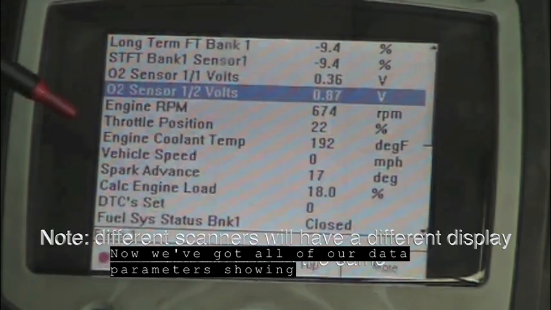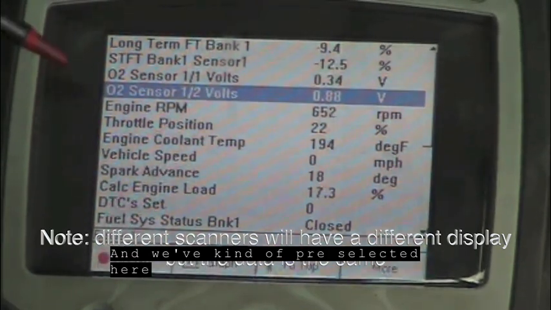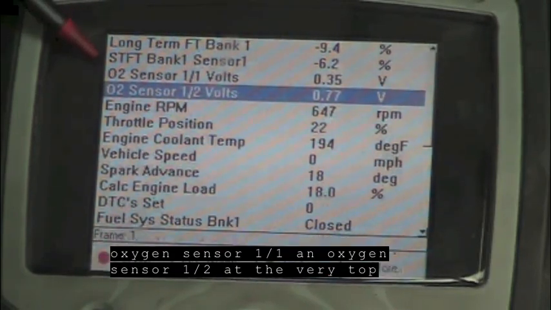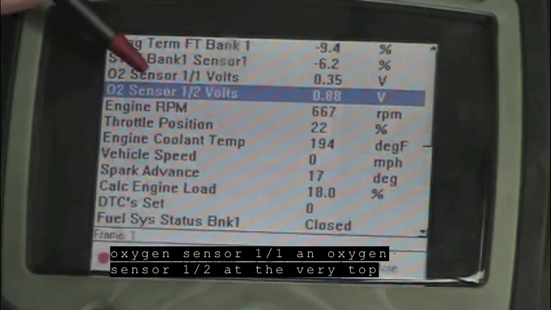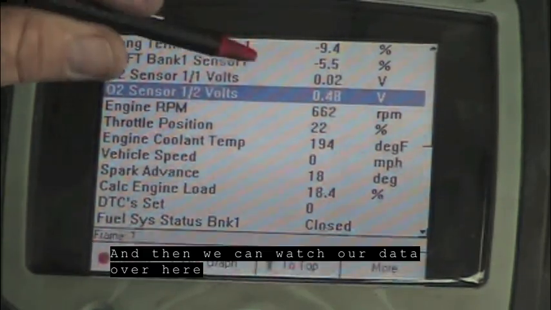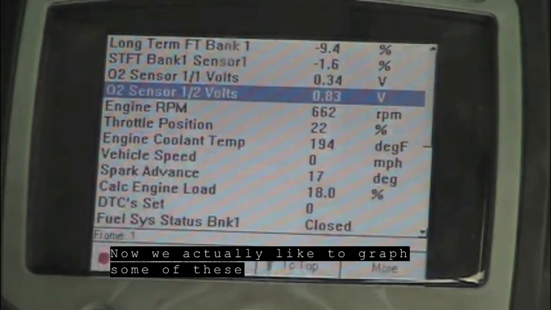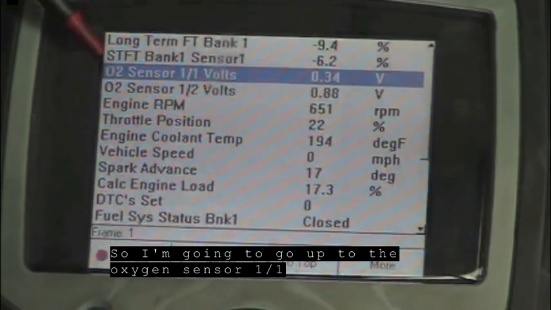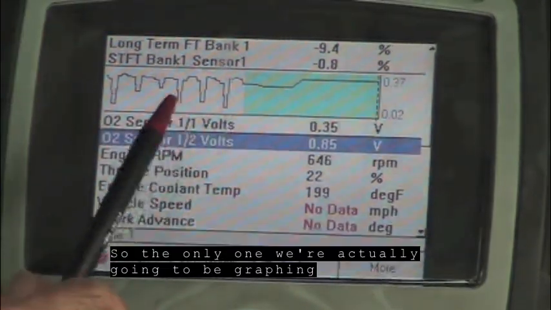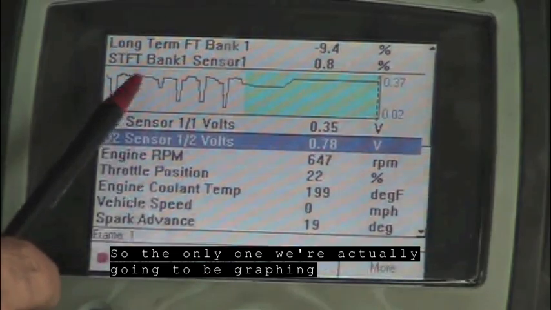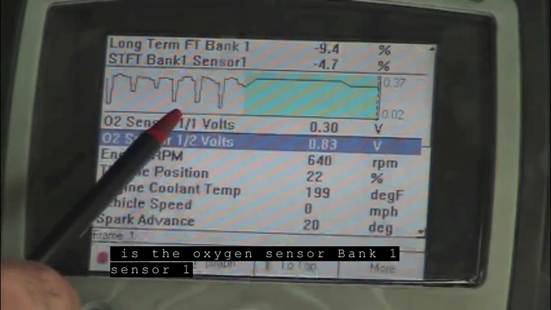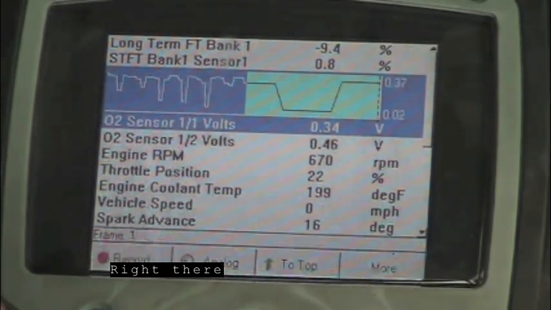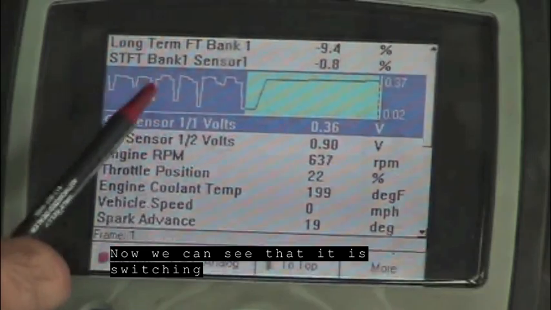Now we've got all of our data parameters showing, and we've pre-selected long-term, short-term, oxygen sensor 1.1 and oxygen sensor 1.2 at the very top. And we can watch our data over here. Now we actually like to graph some of these, so I'm going to go up to the oxygen sensor 1.1. The only one we're actually going to be graphing is the oxygen sensor bank 1 sensor 1. Right there. Now we can see that it is switching.